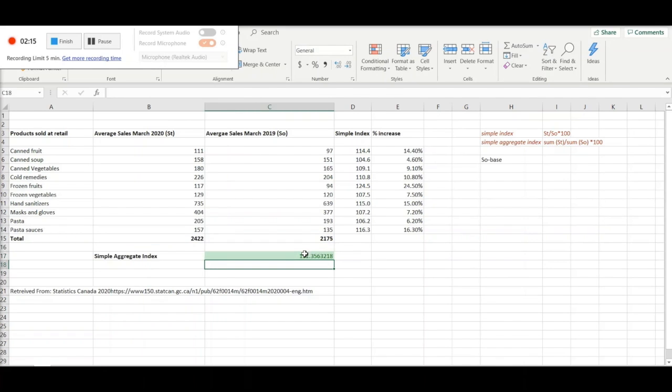Here you get your simple aggregate index up to 1 decimal place, 111.4. If you want to find the percentage increase, it would be that the total average sales for all the items increased by 11.4% from 2019 to 2020.